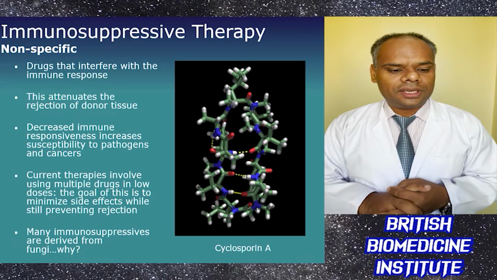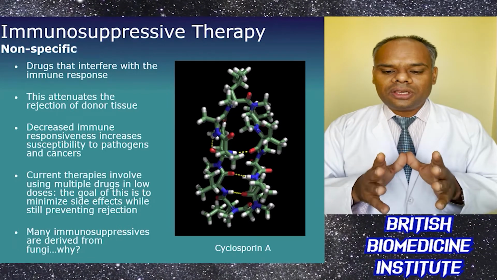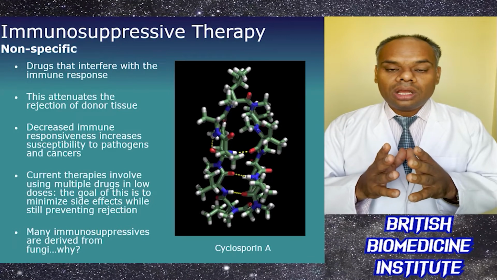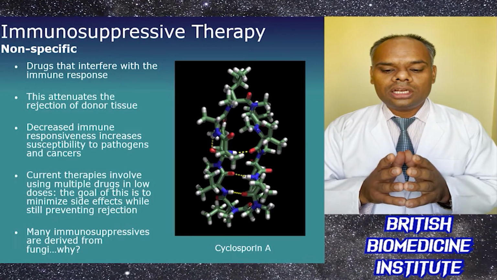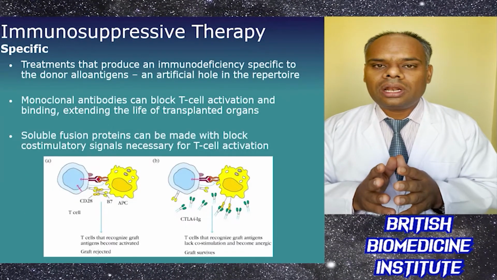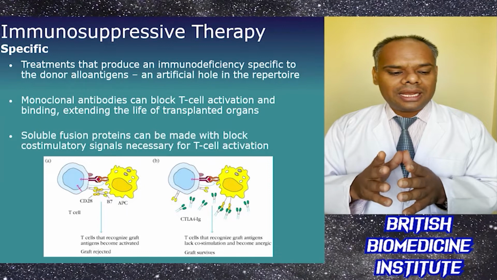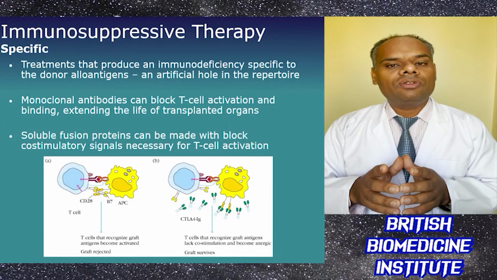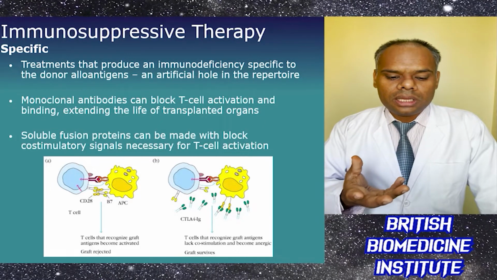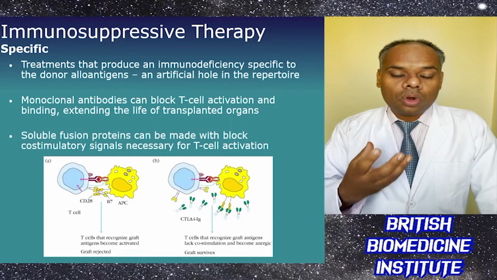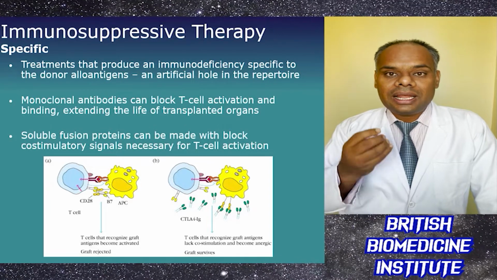Now comes the specific approach: a treatment that produces an immunodeficiency specific to donor alloantigens, basically an artificial hole in the repertoire. Monoclonal antibodies can block T cell activation and binding, extending the life of transplanted organs. Soluble fusion proteins can be made to block costimulatory signals for T cell activation.